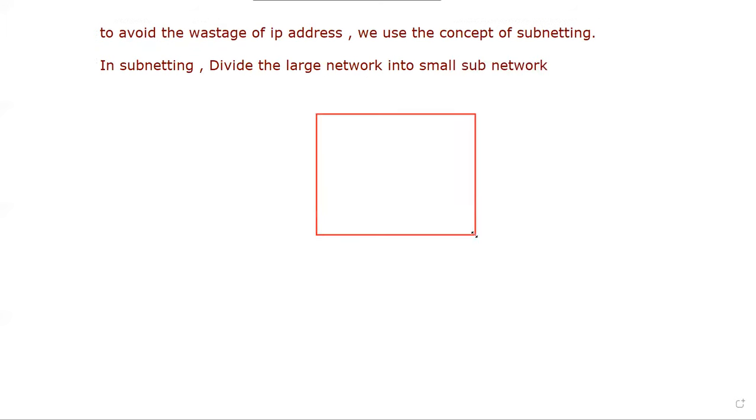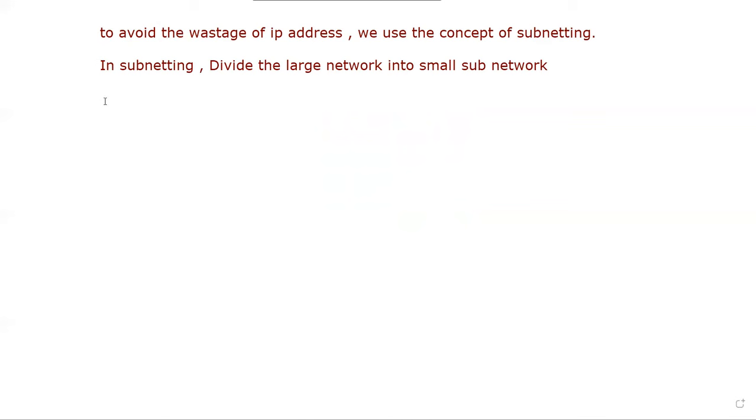Like, we have one plot. For example, this is a plot. So I have divided this plot into two parts. Now I have two plots. But the size of the plot is decreased. I can divide it into 4 parts, 8 parts, 16 parts. It's up to us how many networks we want to divide into. So to avoid the wastage of IP addresses, we are using subnetting, and in subnetting, we divide the large network into small networks.